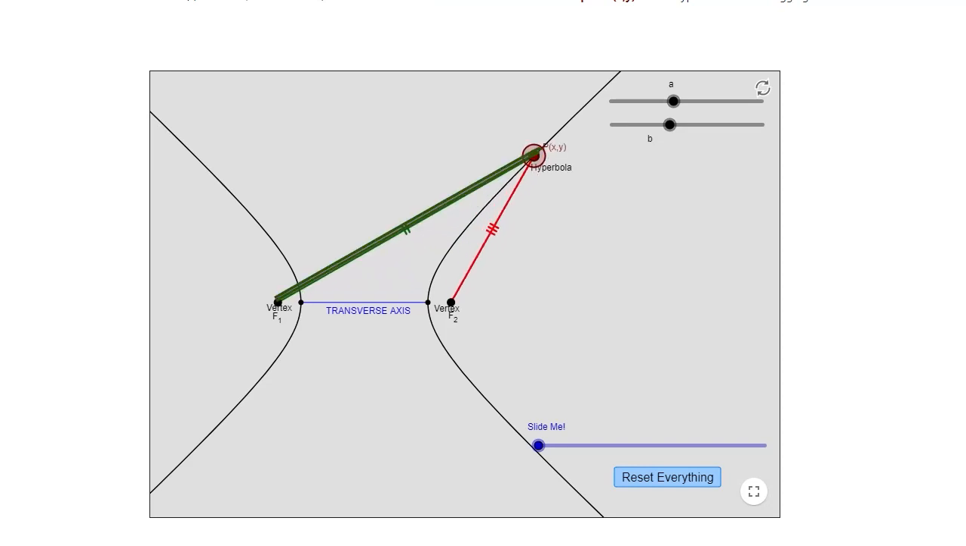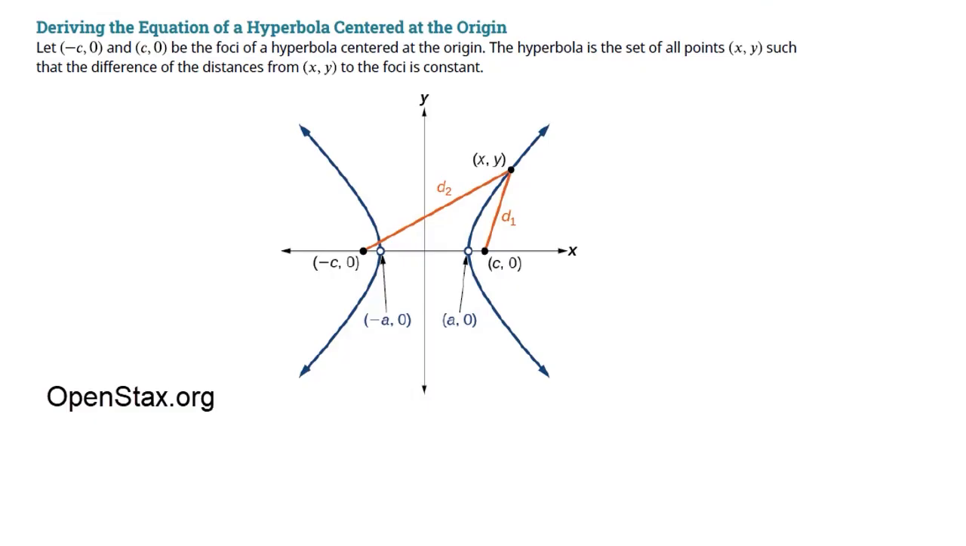This distance here from F1 to the point P, xy, subtract this distance here from P to F2 is always the same length. So no matter where I move my xy point there, the subtraction always results in the same length or the same number. In other words, distance d2 subtract distance d1 is always a constant no matter where I move that xy point.